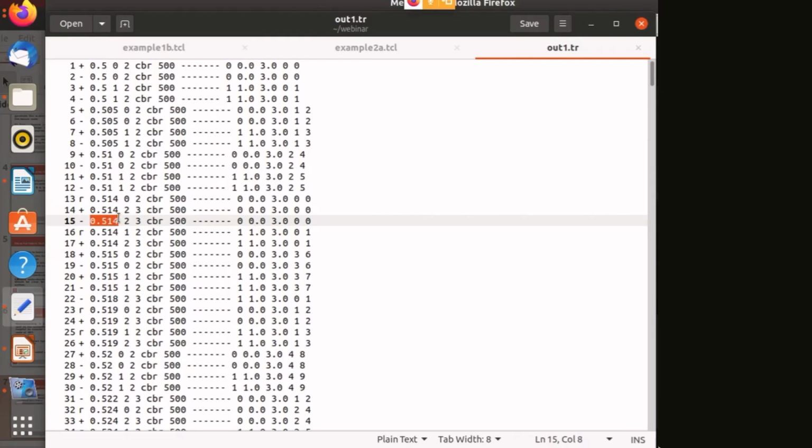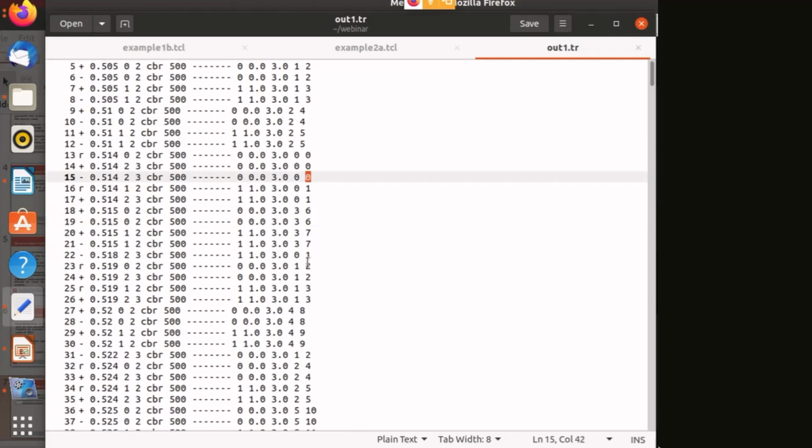Why? Because it is the first packet. That is why there is no queuing delay. Maybe later we can see the queuing delay as well. Now see this. What is happening here? It is getting enqueued.